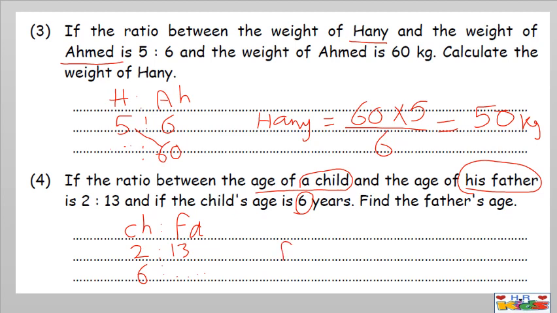How do we find the number for the father? We say the father equals 6 by 13 divided by 2. Let's find the answer: 6 divided by 2 equals 3, and 3 by 13 equals 39. This is the final answer.